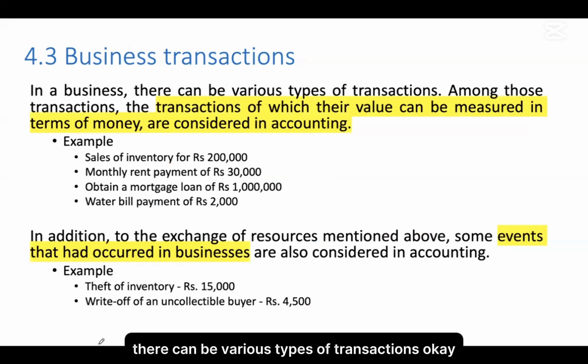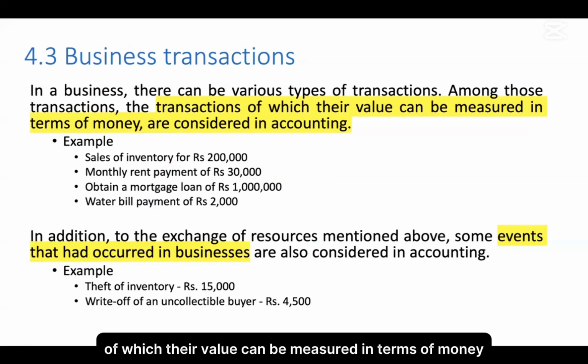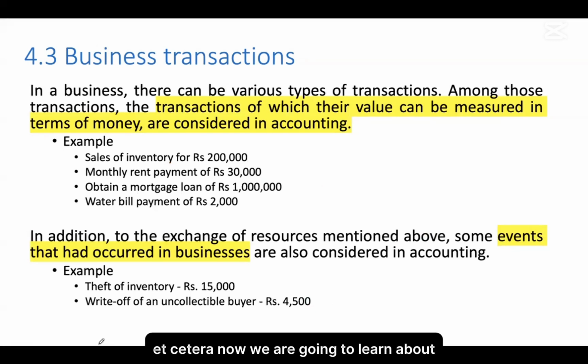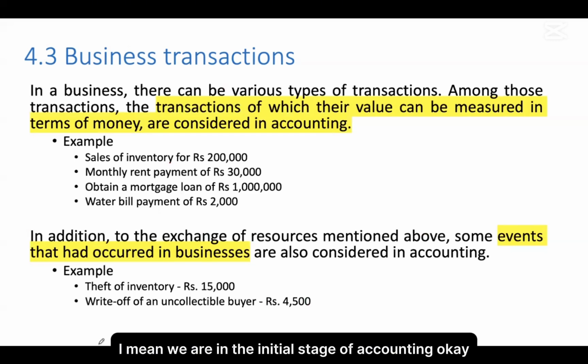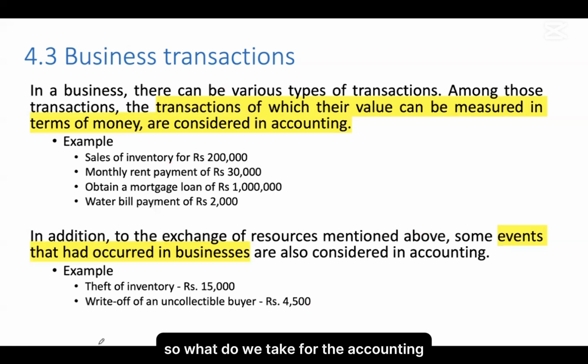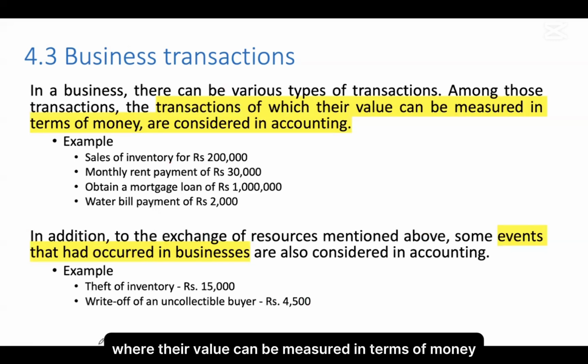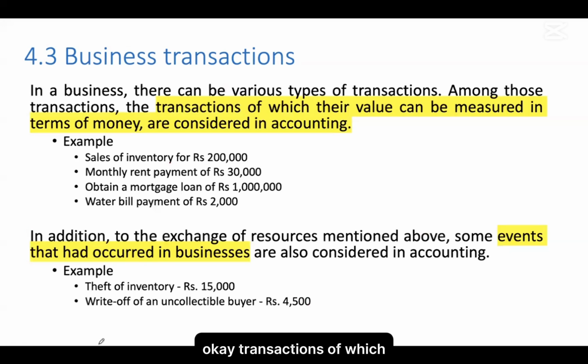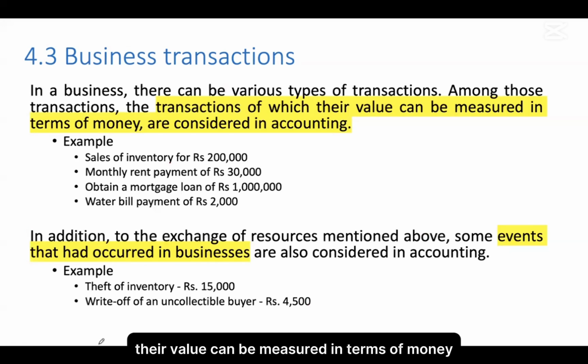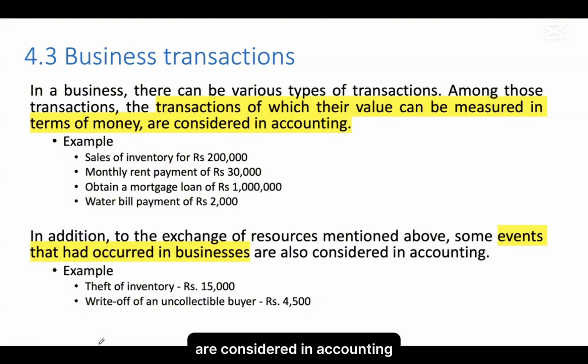In a business, there can be various types of transactions. Among these transactions, those whose value can be measured in terms of money are considered in accounting. Now we are in the initial stage of accounting. So what do we take for accounting? Those are the transactions. What kind of transactions? Transactions whose value can be measured in terms of money are considered in accounting.